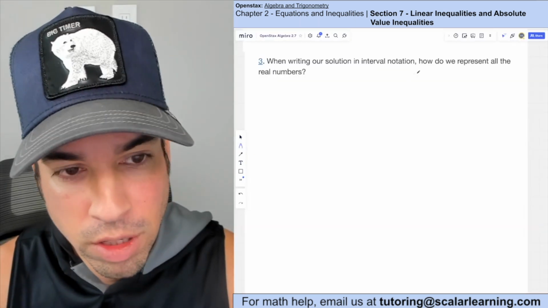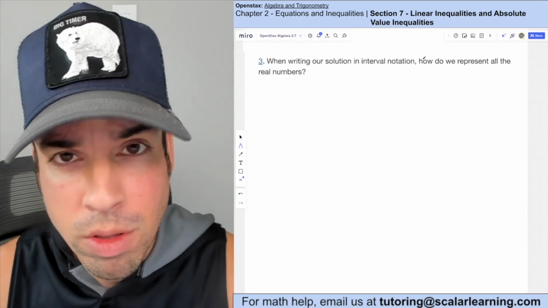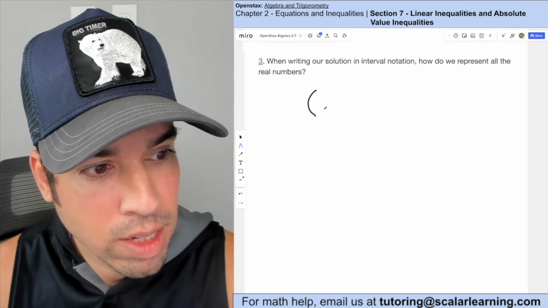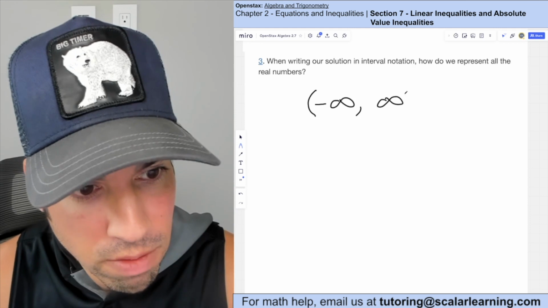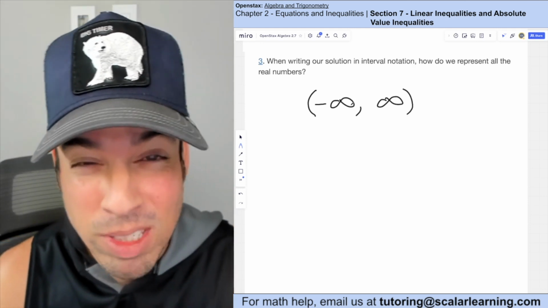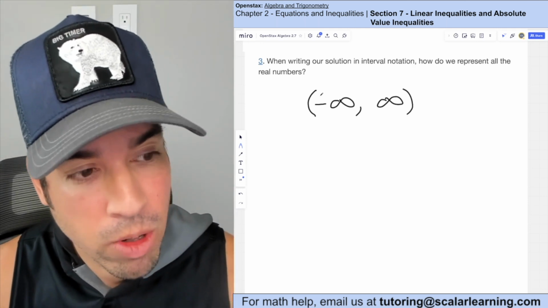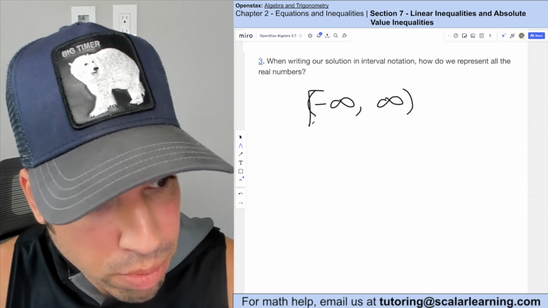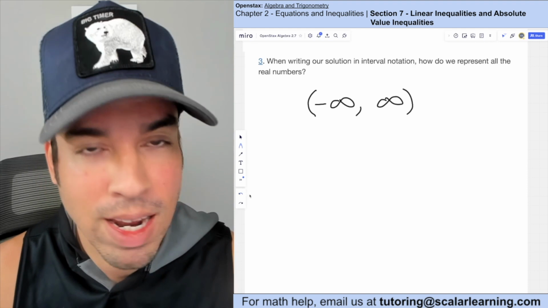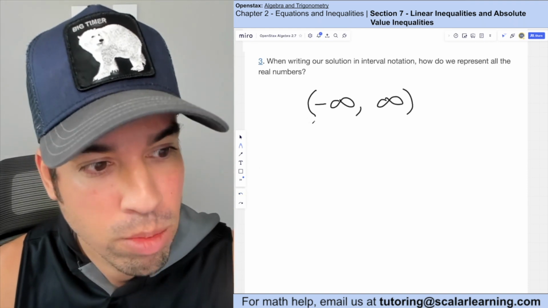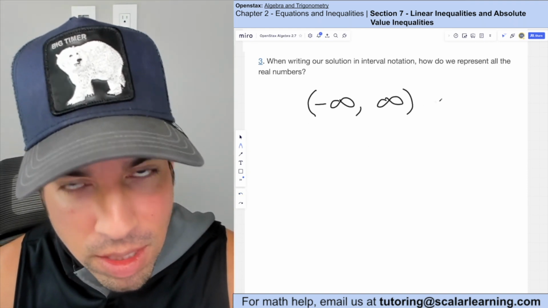When writing our solution in interval notation, how do we represent all the real numbers? So we would set a lower bound of -infinity and an upper bound of positive infinity, and this encapsulates every real number. And remember, we never want the brackets with infinity because we're never including infinity. It's almost more of an abstract idea. So parentheses, -infinity to positive infinity, done.